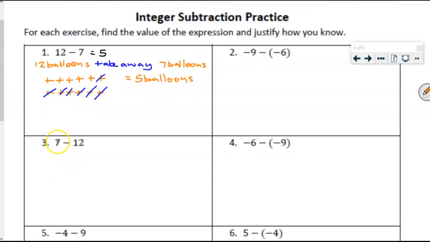Is this one going to be that same level of problem? Not really. Let's write it out though. Again, where are we starting? We have 7 balloons.